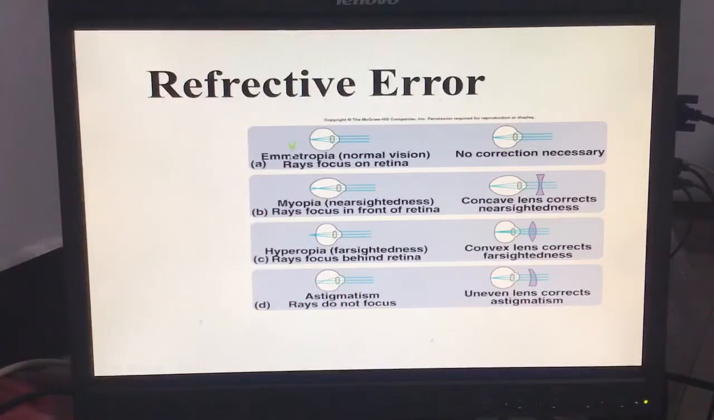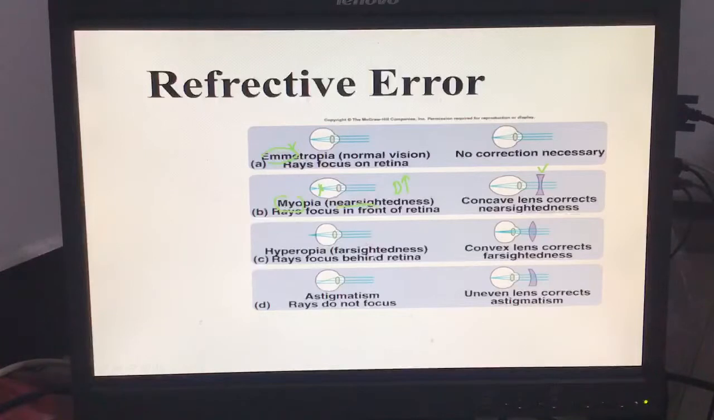Emmetropia means normal vision. Myopia, or nearsightedness: this person can focus only on near objects and is not able to focus on far objects, because the image is formed very early here, as you can see. To correct it, you put the opposite lens, because the diopter, the refraction power, is too high. To reduce the power, put an opposite lens.